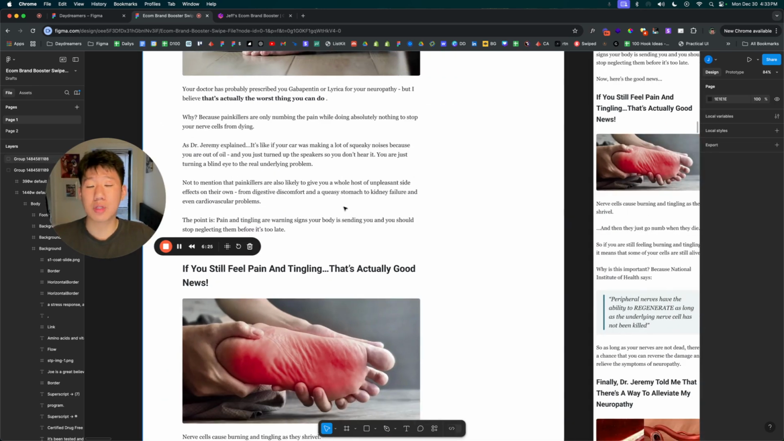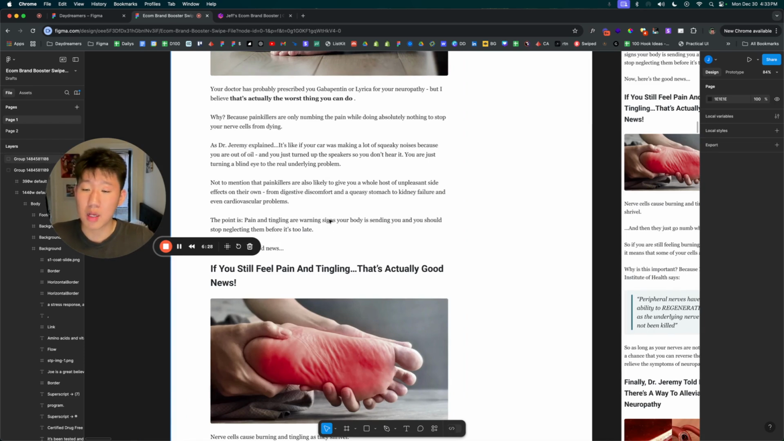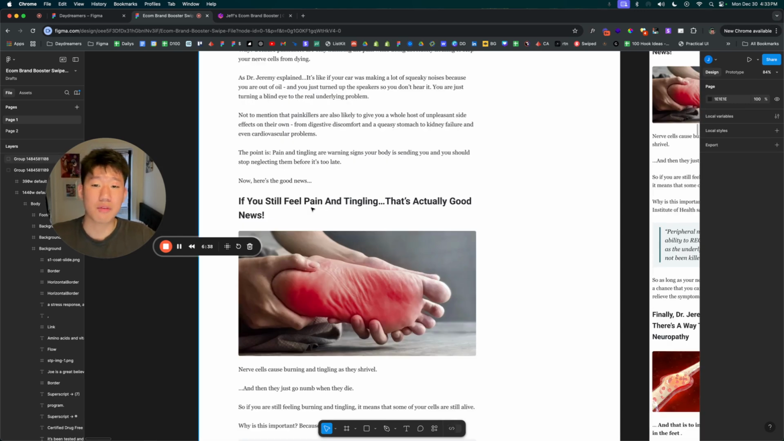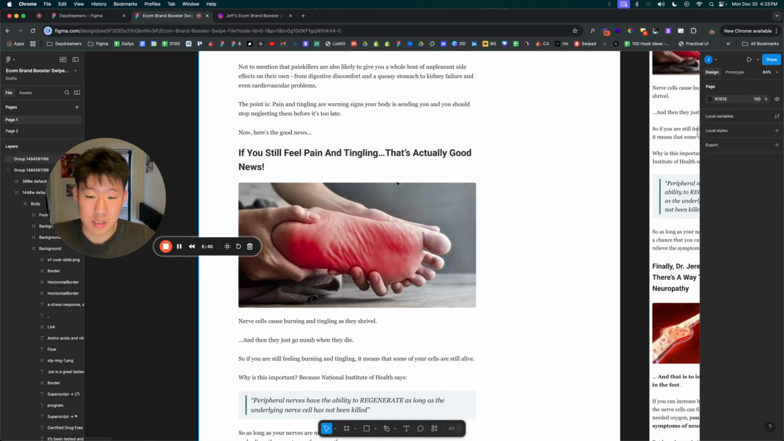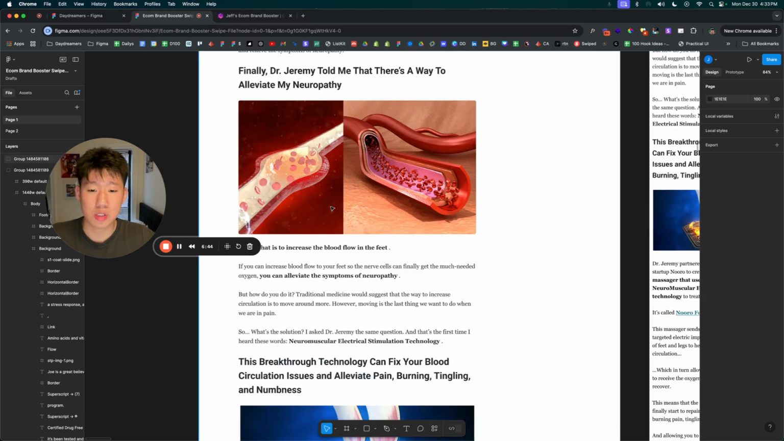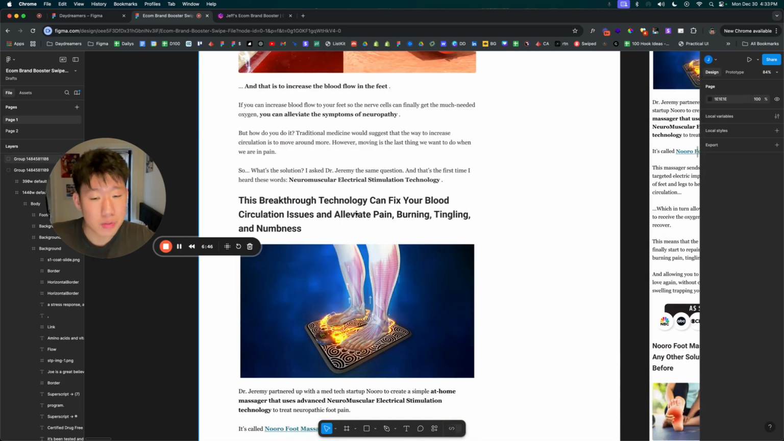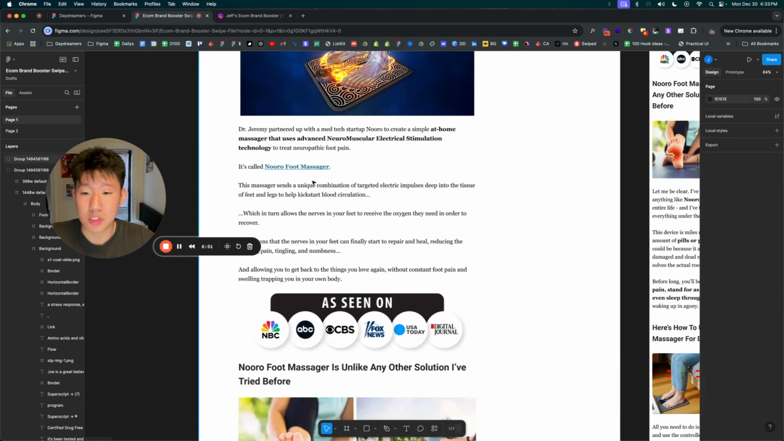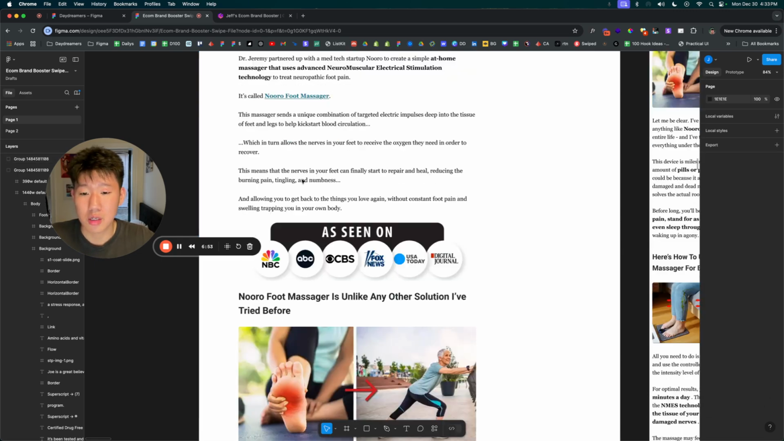And not every advertorial needs to be this long with the problem, but maybe in this case, because people need more of that trust building aspect where they really need to understand, oh shit, this is a big issue, right? So if you feel pain, tingling, that's good news, right? Because now there's a way. Now we introduce a solution. A breakthrough technology, right, can fix all of this. Everything that we mentioned, there's a solution, and it's a foot massager, right?